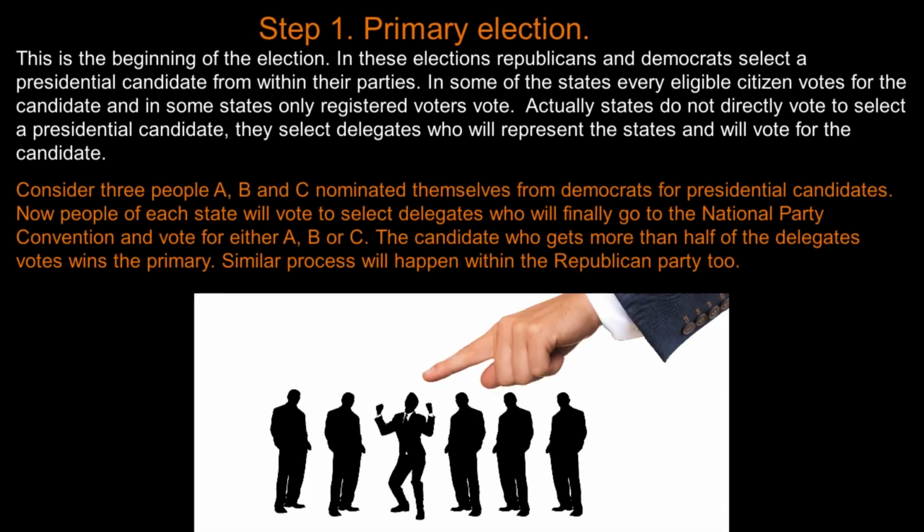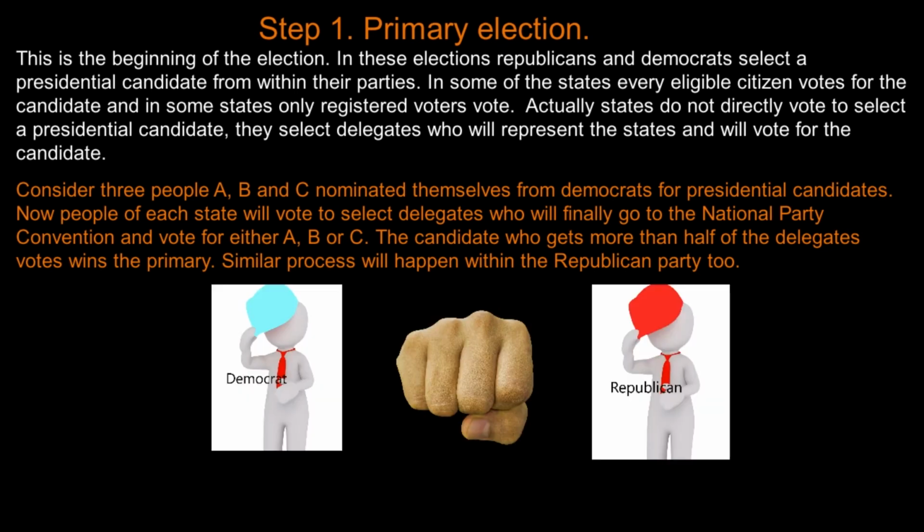Consider 3 people, A, B, and C, nominated themselves from Democrats for presidential candidates. Now people of each state will vote to select delegates who will finally go to the National Party Convention and vote for either A, B, or C. The candidate who gets more than half of the delegates' votes wins the primary. A similar process will happen within the Republican Party too. After all this, now we have the presidential candidates from both the parties.